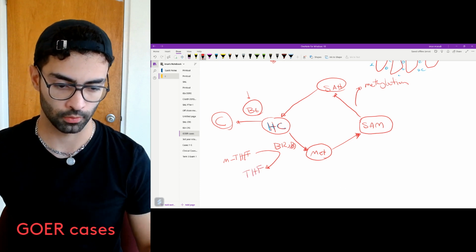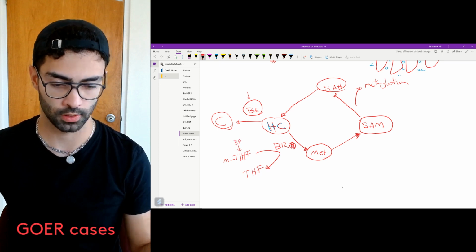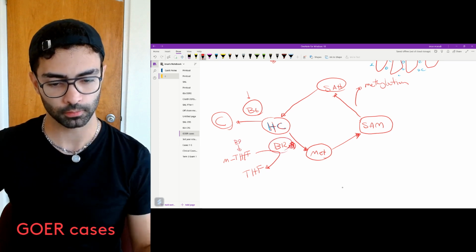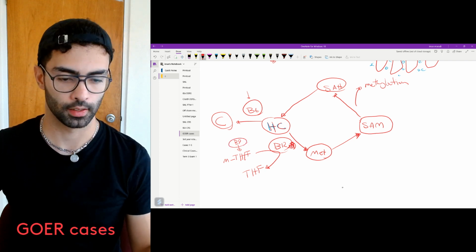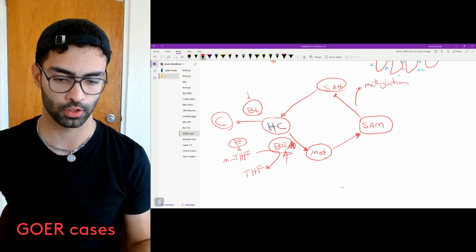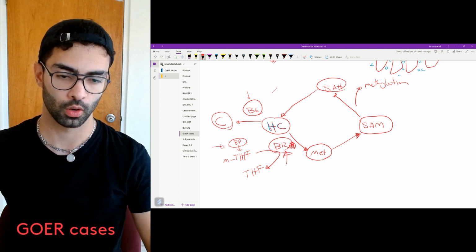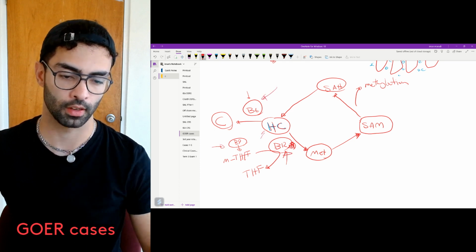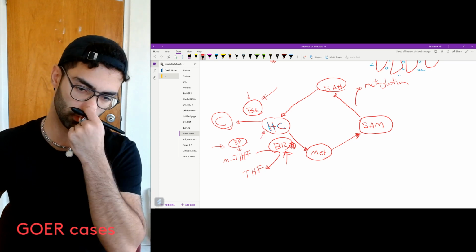So and then vitamin B, this is B9 basically, right? B9, and then B12 is here. So basically, look at this pathway. If you have B12 deficiency, or B9 deficiency, or B6 deficiency, you can have this, right?